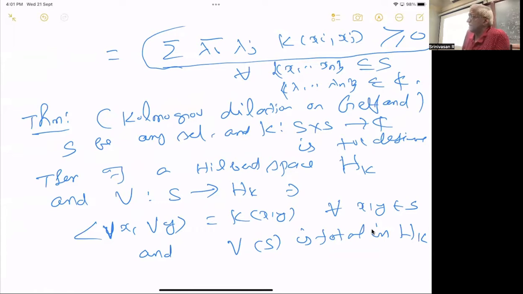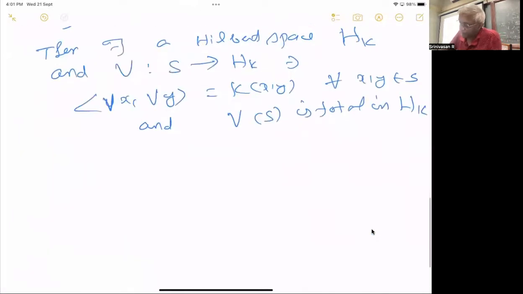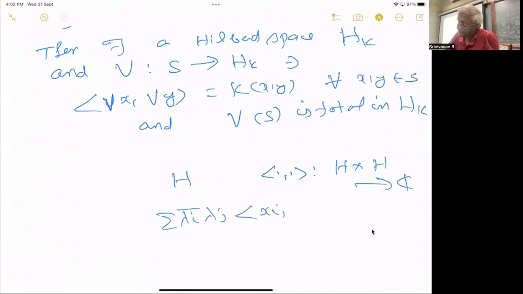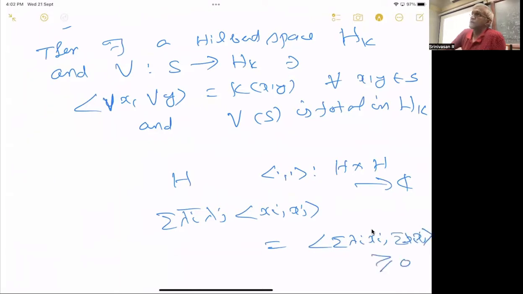To see this, any inner product is a positive definite function to start with. If you have an inner product on a Hilbert space H, which is from H cross H to C, then the summation of lambda i bar lambda j times the inner product of x_i, x_j can be written as the inner product of the summation of lambda i x_i with itself, which is greater than or equal to zero. So any inner product is a positive definite function on any Hilbert space.